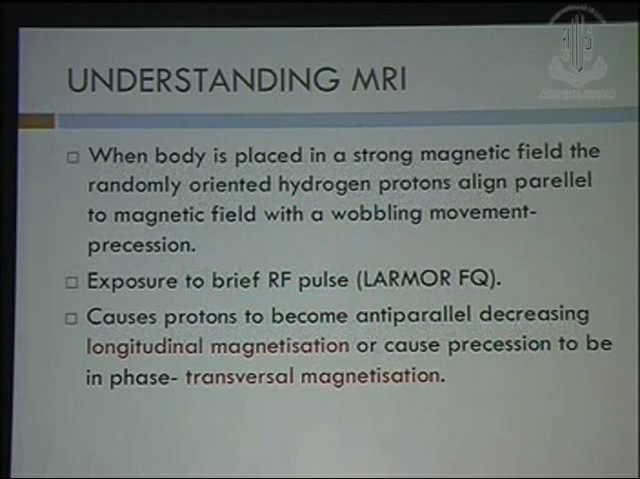As the radio frequency pulse is given, it's like an external force. Two things can happen. Either the protons will become all dispersed out, so they can become anti-parallel, or they can become all synchronized. So there are two things which take place. One is that all the protons become anti-parallel, and that is called longitudinal magnetization. Or else all become synchronized, and that is called transversal magnetization.